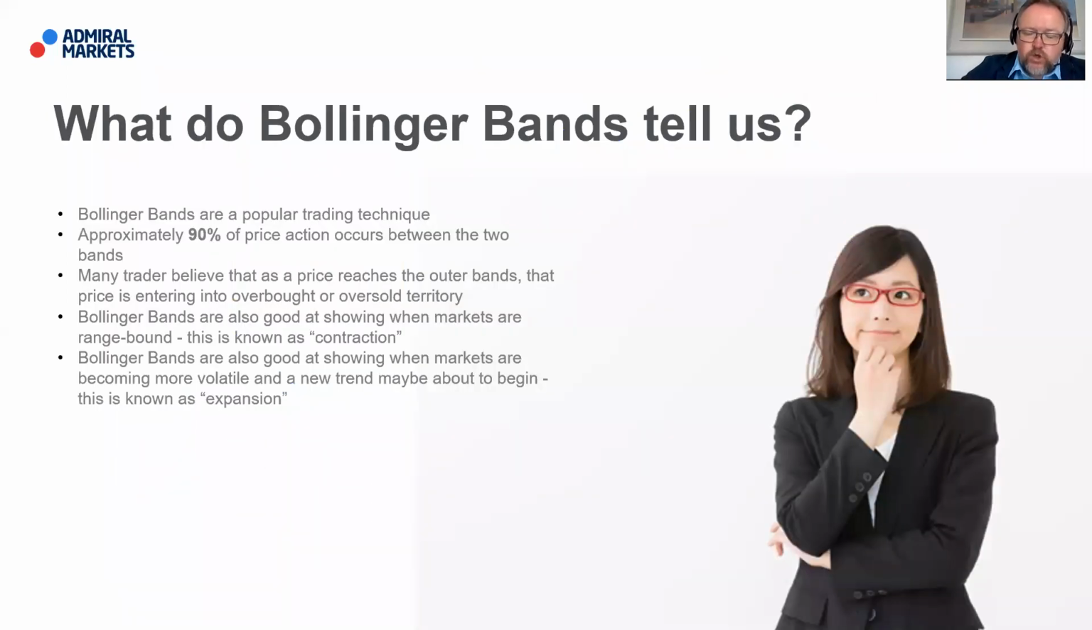So, what do the Bollinger Bands tell us? How can we utilize them? Well, as I said, they're a very popular trading technique. And what becomes of interest to us is that approximately 90% of price action occurs between the 2 bands. Just think about that. 90% of price action occurs between the 2 bands. And many traders, the general consensus would be, believe that as price reaches the outer bands, price is entering into overbought or oversold territory. And it can be very useful to understand that.